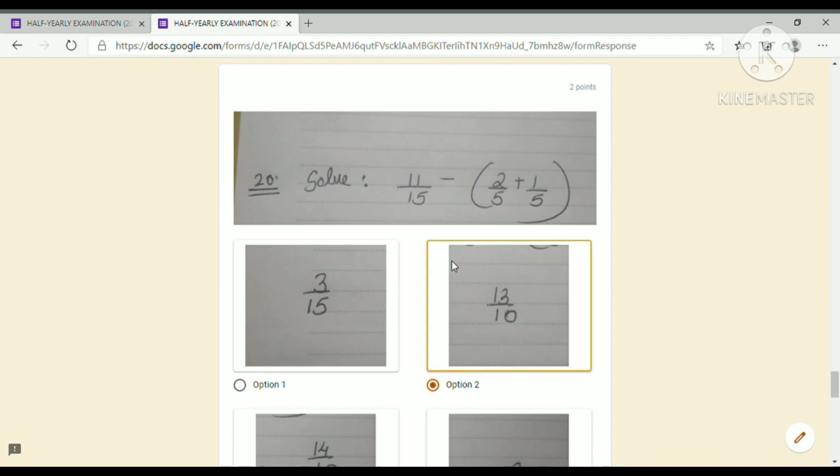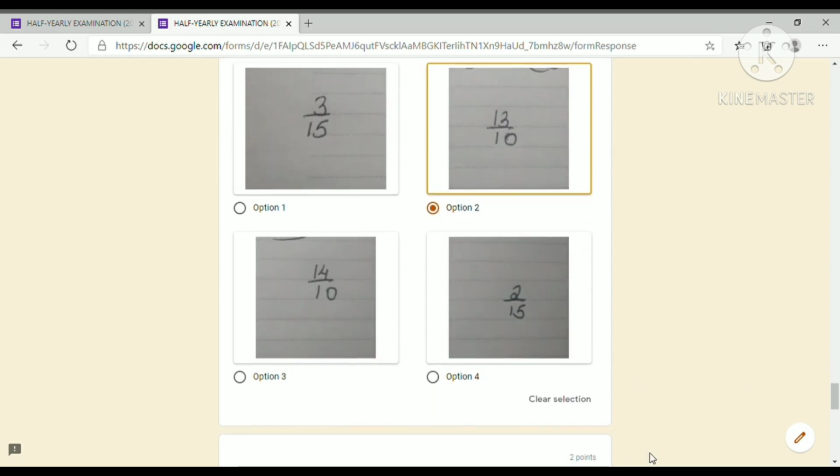Now we will find the LCM of 15 and 5. Since 5 is a factor of 15, its LCM is the number itself, that means 15. Taking the denominator as 15, 11 into 1 stays, and for 3 by 5, 5 threes are 15, so 3 threes are 9. So it becomes 11 minus 9 by 15, and the correct option is 2 by 15.